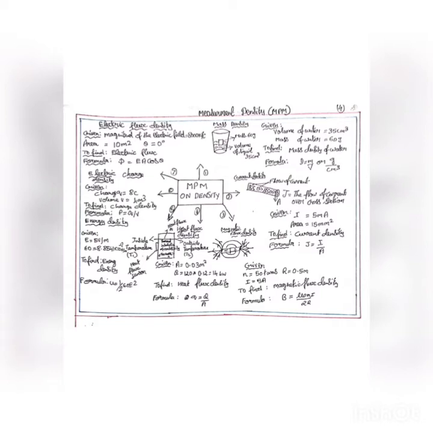Electric flux density. In this we want to find the electric flux density by the given values. They have given the area, magnitude of electric field and angle. Always we consider the angle is equal to 0 degree. By using the formula phi is equal to EA cos theta, we can get the electric flux density.